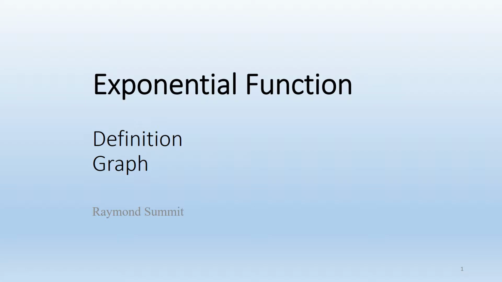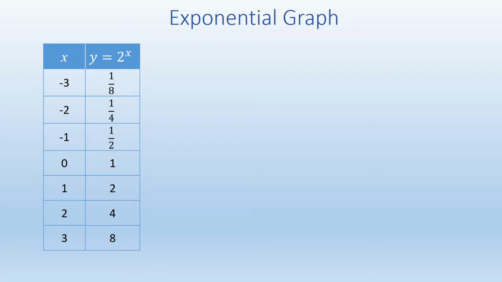In this lesson, we'll define the exponential function and have a look at its graph. We have a table of values for the exponential function y equals 2 to the power of x. 2 to the negative 3 is 1 over 2 to the 3, which is 1/8. 2 to the negative 2 is a quarter. 2 to the negative 1 is 1/2, and so on down the table.